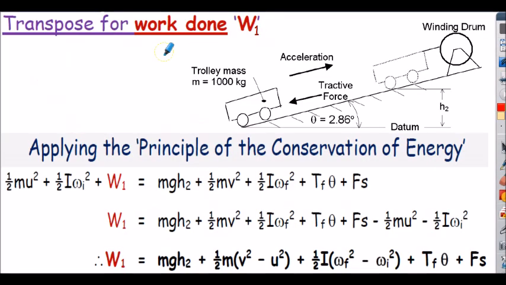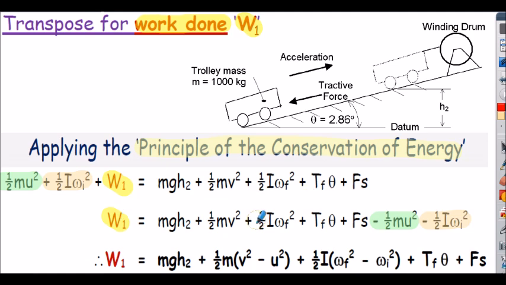This slide now shows a further formula that we generated by applying the principle of conservation of energy in our mechanical principles presentation. And firstly, we're going to transpose this equation for the work done, labelled W1 on the left hand side here. This is actually a relatively straightforward transposition. On the second line here, I simply subtracted the half mu squared term from both sides, and I've subtracted the half I omega I squared term from both sides, from which we find the subject now is W1.